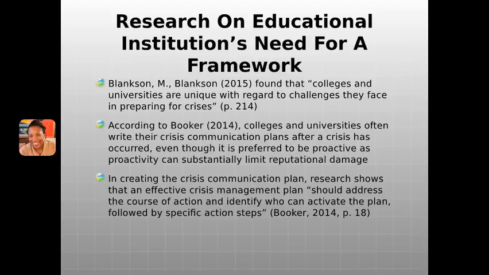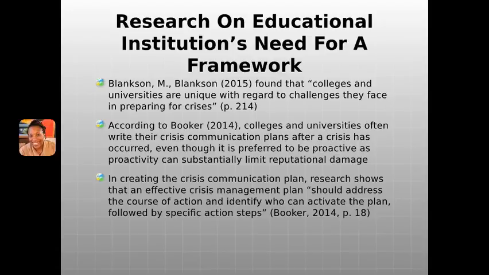There is a lot of research behind educational institutions creating a crisis communication plan. Whether it be for violence on campuses or scrutiny on enrollment and recruiting practices, educational institutions need to form a framework for how to deal with a crisis. According to Booker, colleges and universities often write their crisis communication plans after a crisis has occurred, even though it is preferred to be proactive, as proactivity can substantially limit reputational damage.